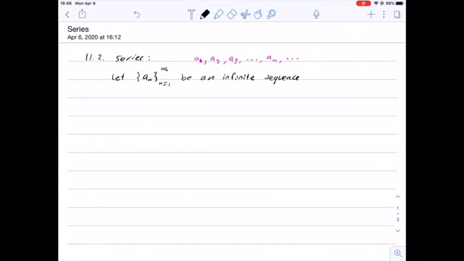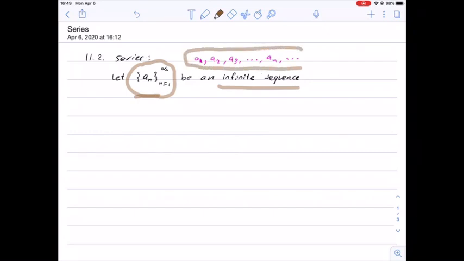In this video we talk about series. What do we mean by a series? In the previous video we talked about sequences. This is called a sequence, a sub n from n equals 1 to infinity. This is called an infinite sequence because we have an infinite number of terms. If we want to write it by listing the elements, we get this representation: a1, a2, a3, etc.